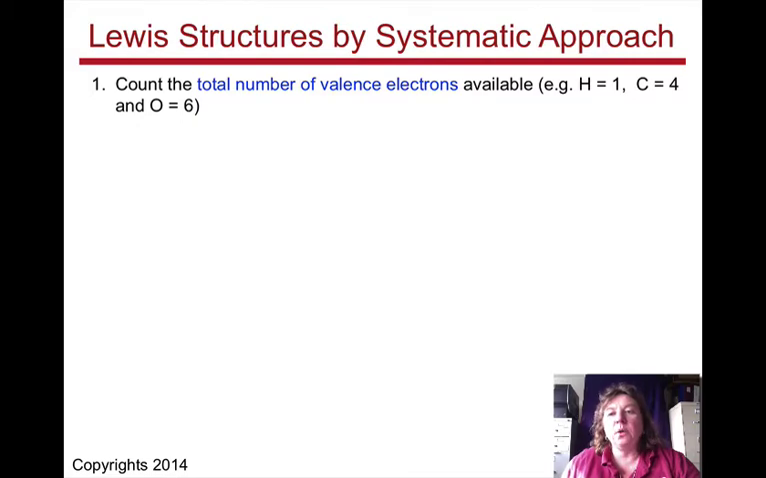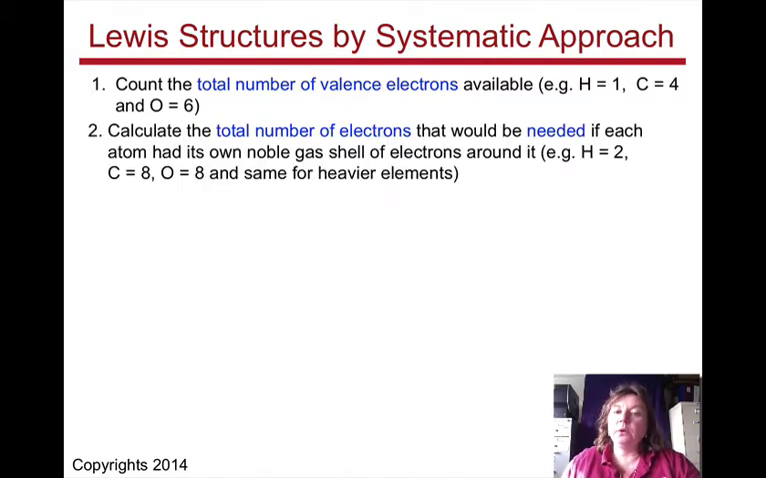For instance, hydrogen has 1, carbon has 4, and oxygen has 6. Number 2. Calculate the total number of electrons that would be needed if each atom had its own noble gas shell of electrons around it. For instance, hydrogen needs 2, carbon needs 8, and oxygen needs 8. And the same for heavier elements.